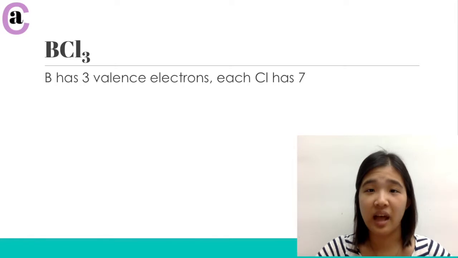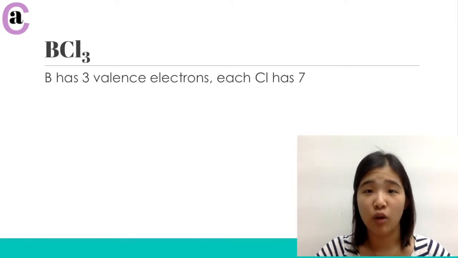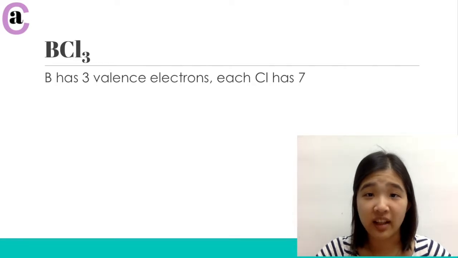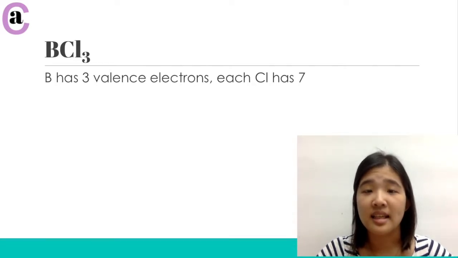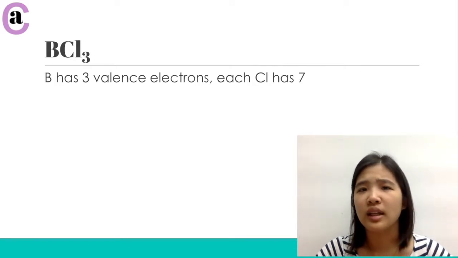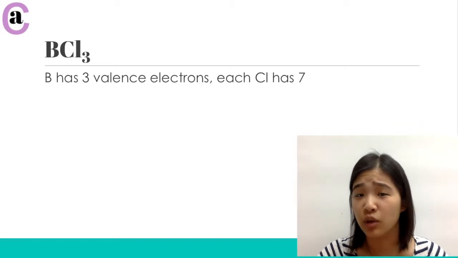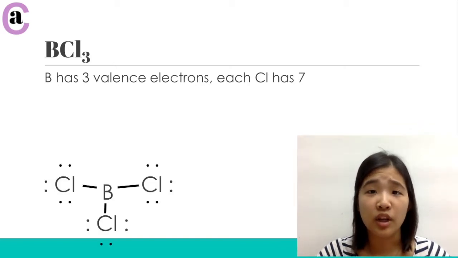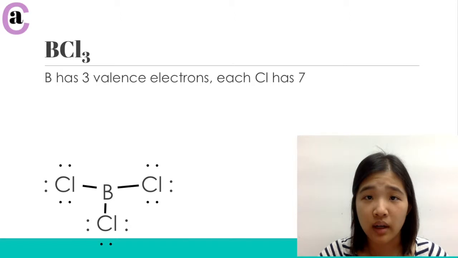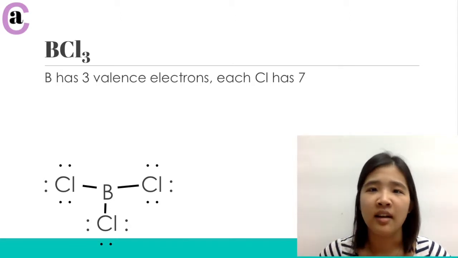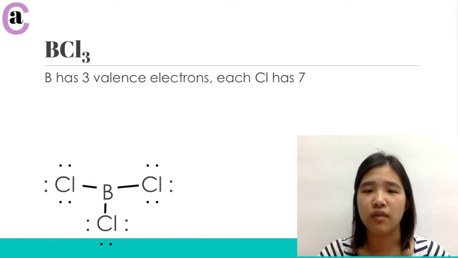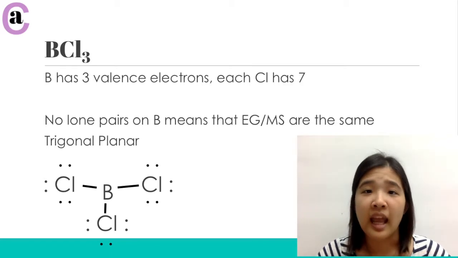Alright, so BCl3. This is boron chloride. So boron has 3 valence electrons, and each chlorine has 7. When you put those together, it's going to look very similar to what we just saw. So here you have the Lewis dot structure. Again, you can see the 3 valence electrons of the boron in the center, and the 7 valence electrons of the chlorine all around each of those. And again, because there are no lone pairs on the boron, the electron geometry and molecular shape are the same, and both of those VSEPR shapes are trigonal planar.